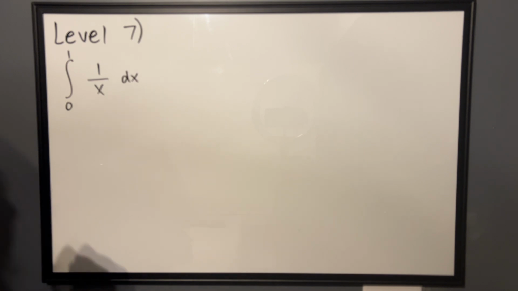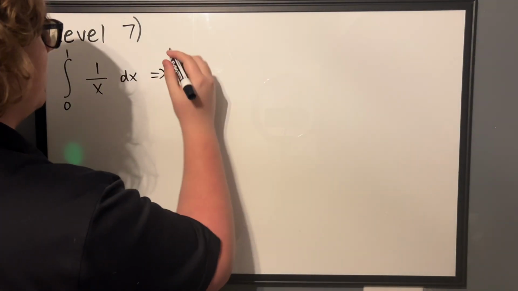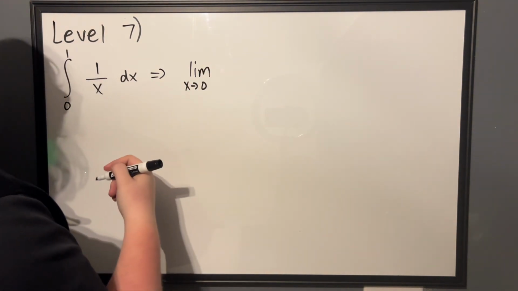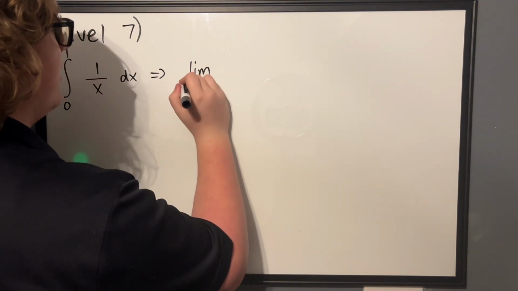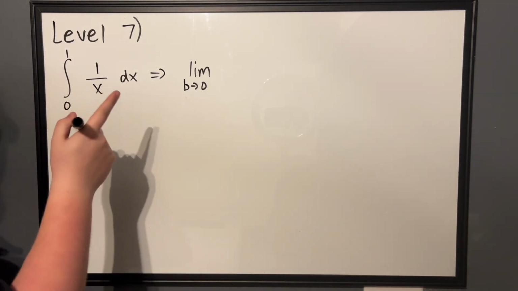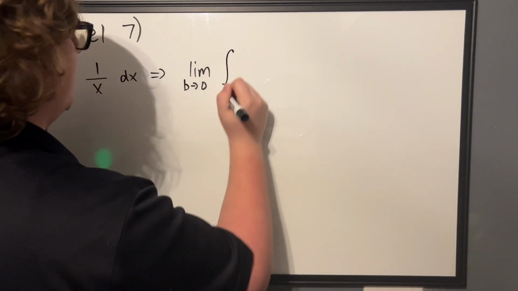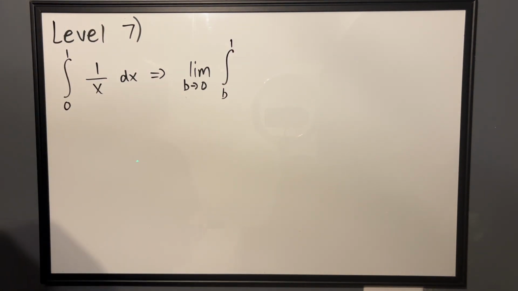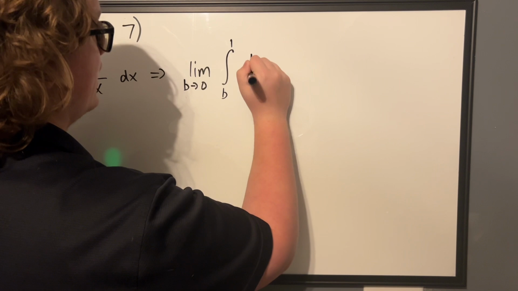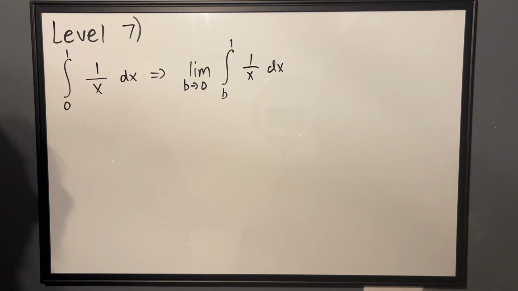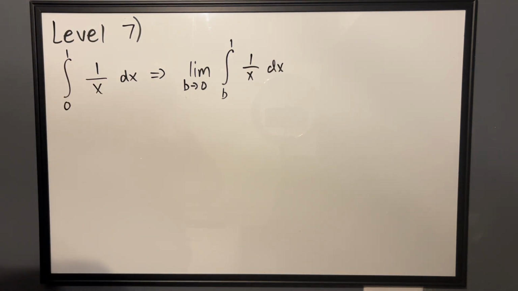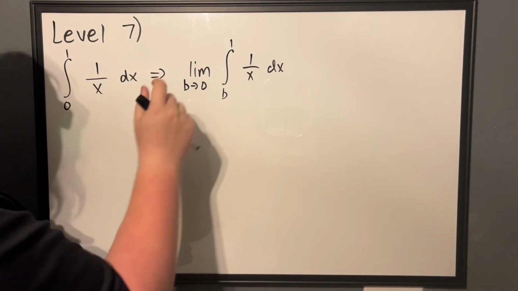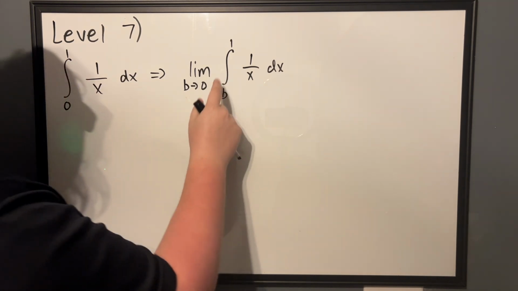The way we're going to do this is we're going to set up a limit. Actually, we won't use x. We'll use another letter so that we don't interfere with this one. So we'll do the limit as b approaches 0 of the integral. We're going to change that 0 into a b, and this is going to be a 1. And then again, we're still integrating 1 over x dx. Now, this is okay, because this is a limit, so it never actually equals 0. We're looking at the limit as b goes to 0.